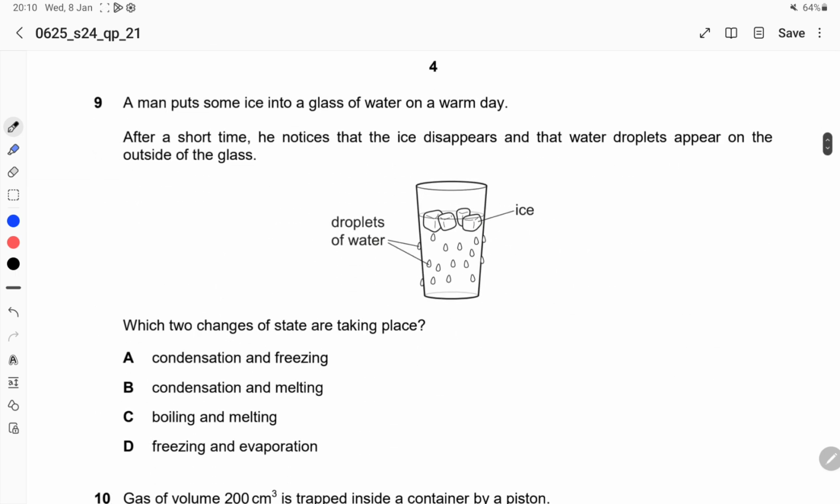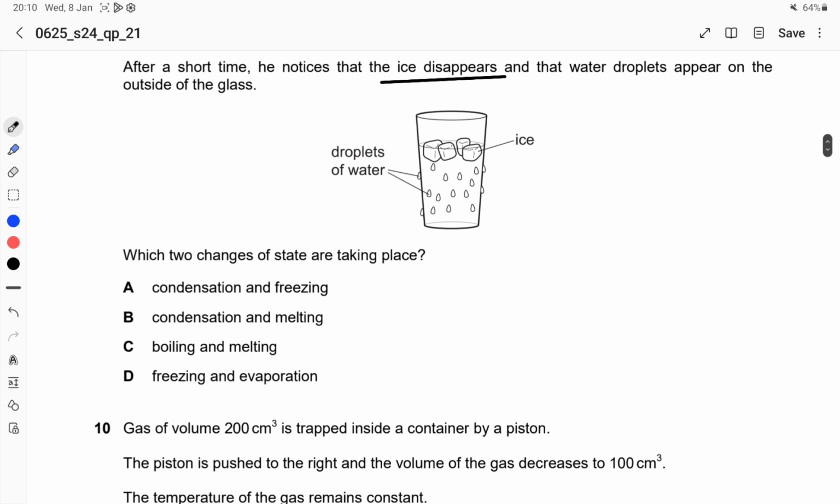The 9th one, a man puts some ice into a glass of water on a warm day. After a short time, he notices that the ice disappears, okay, which means ice is melting, and water droplets are formed, which means the gases outside are absorbing the energy and turning into liquid. Okay, ice melting, so melting, and the gas turning into liquid, which cannot be boiling obviously.